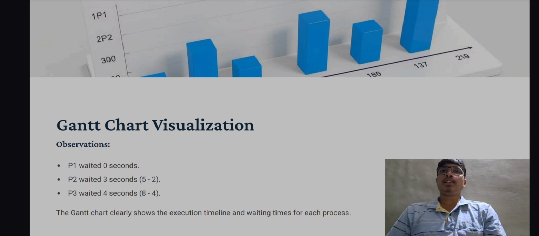And next, P3 waited 4 seconds. P3 arrived at time 4, but P1 plus P2 completed at time 8. So waiting time is equal to 8 minus 4 is equal to 4. Next, this slide explains waiting time clearly. Okay, next slide, 7th slide.